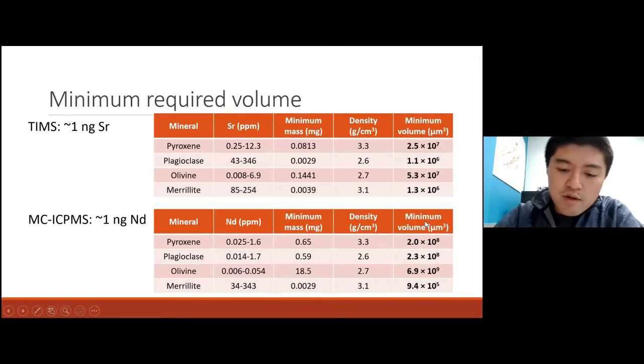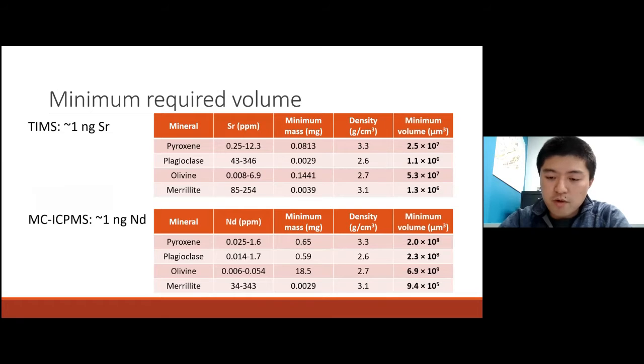So here we estimate the minimum required volumes. It's quite a large table of numbers, but essentially we estimate the amount of pyroxene, plagioclase, olivine, and merrillite required to return around 1 nanogram of strontium or 1 nanogram of neodymium. So the calculations are based on these estimates, these constraints.